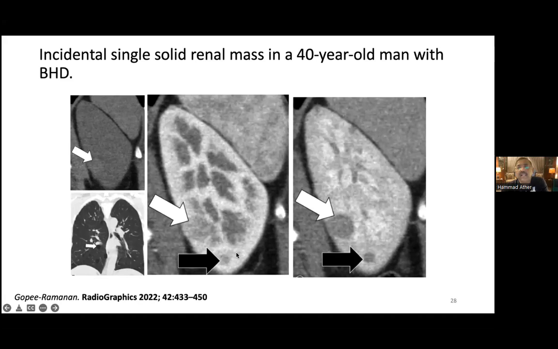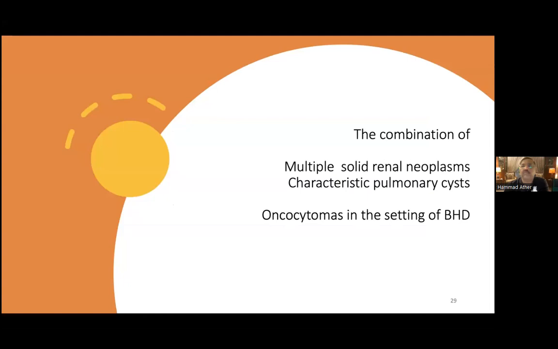Now, this is very typical of Birt-Hogg-Dubé syndrome. The combination of multiple solid renal neoplasms with characteristic pulmonary cysts is typically oncocytoma in the setting of BHD.